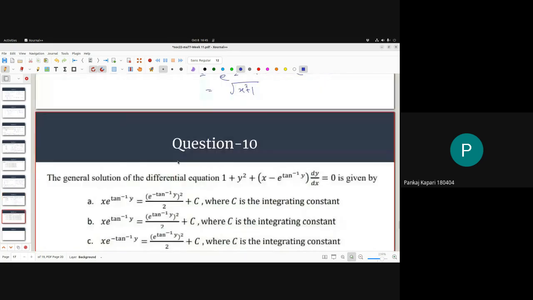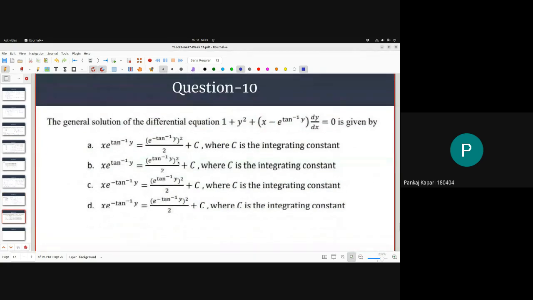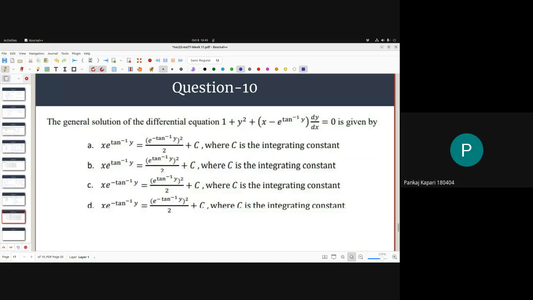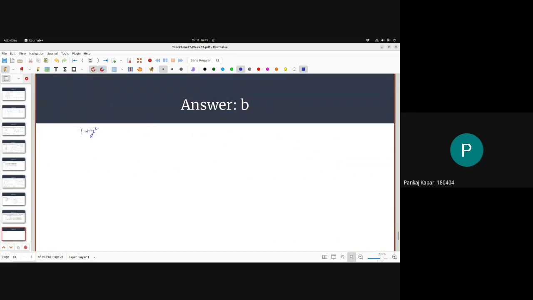Okay, so let's move to the last problem. The 10th problem is the last problem of this live session. And we have to find the general solution of the given differential equation. This is our given differential equation. The differential equation is (1 plus y square) plus (x minus e to the power tan inverse y) dy by dx is equal to 0.